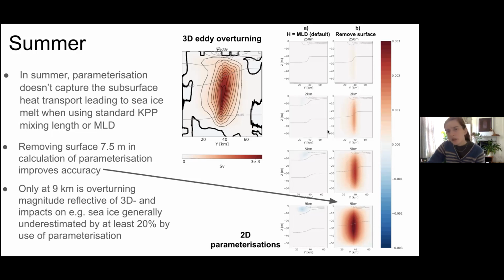Another thing to notice is that as the parameterization, you can see these fronts here at the ice edge, and they get wider with coarser resolution, and that actually means this stream function becomes wider as well. So again, the width of it is actually most well represented by 9 kilometers.